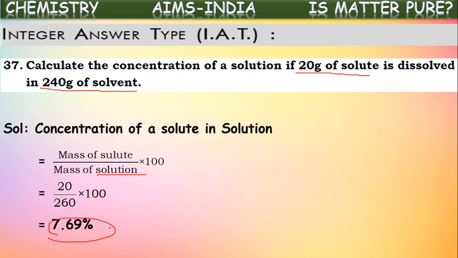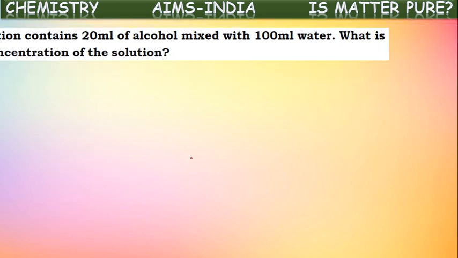It is calculated by the formula mass of the solute by mass of the solution into 100. By this we get it. Why did we use this formula here? Because the masses of both are given. For solute it is given in mass, and for solvent also it is given in mass only. That's why we have used this formula. Let us see the next one.